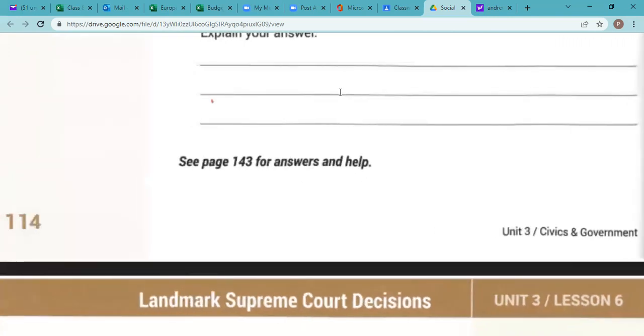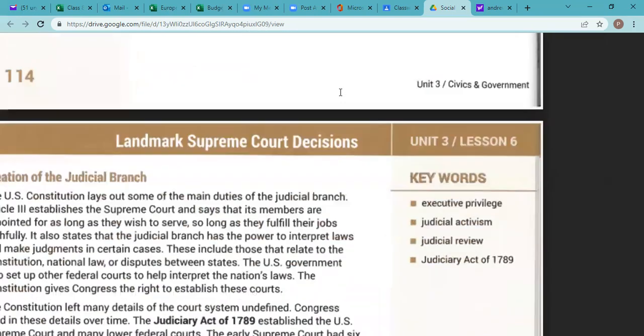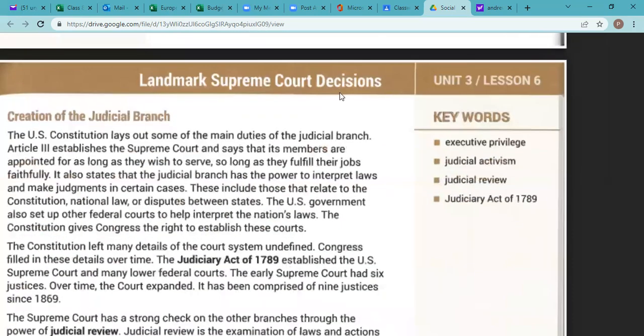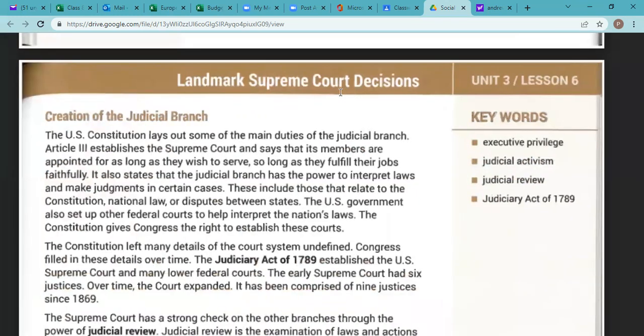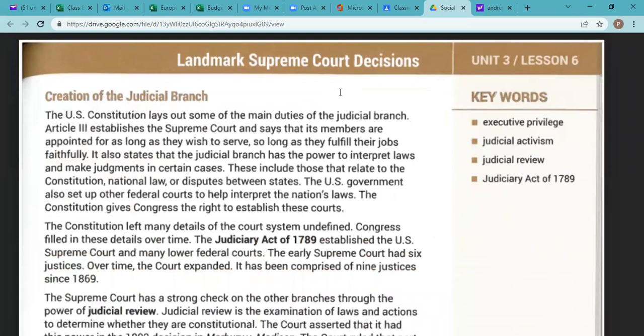All right. So the last one for this video is going to be Unit 3, Lesson 6. So this is going to have to do with the judicial branch. So the landmark Supreme Court decisions. All right, so creation of the judicial branch.